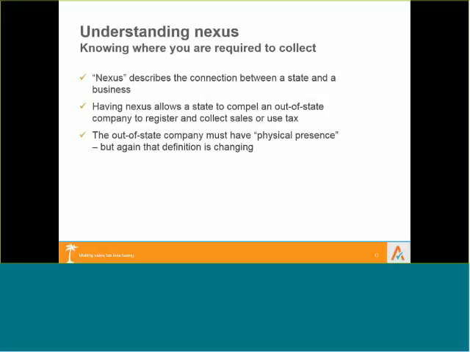Understanding Nexus, so knowing where you are required to collect. As I said, Nexus describes the connection between a state and a business. Having Nexus allows a state to compel an out-of-state company to register and then obviously collect sales or use tax. The out-of-state company must have physical presence, but again, as I mentioned, that definition is changing all the time.